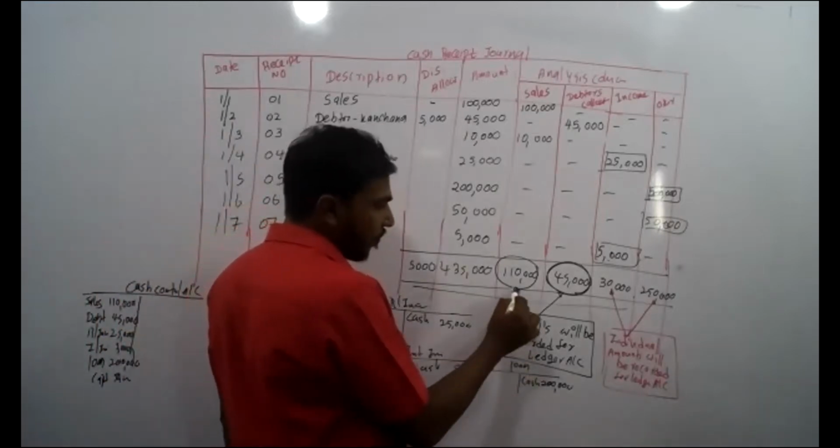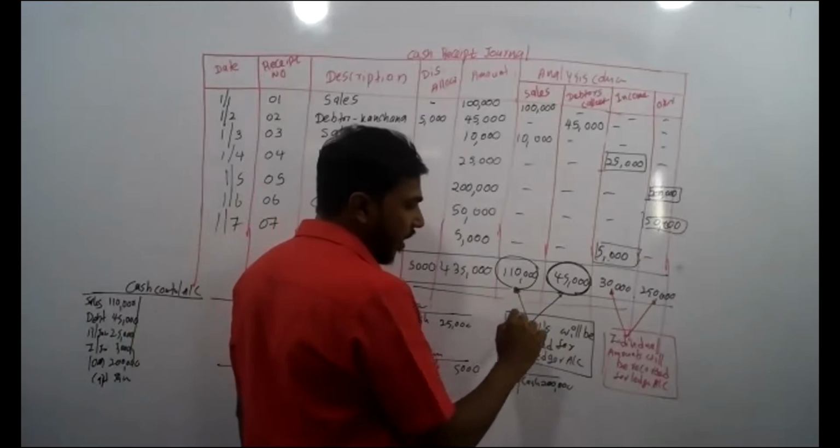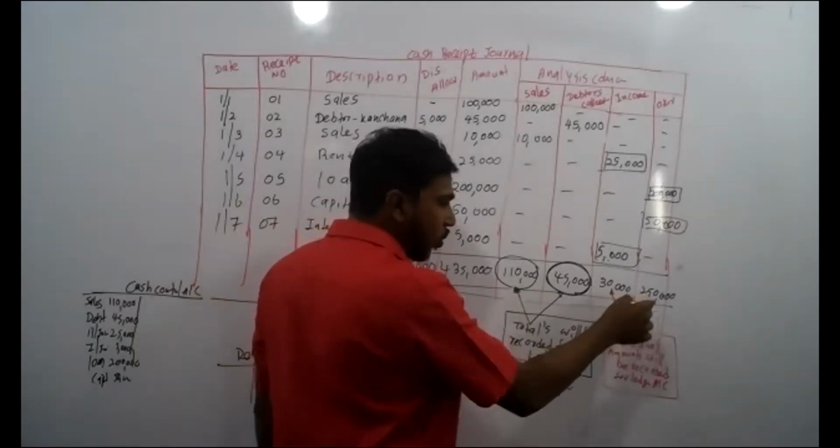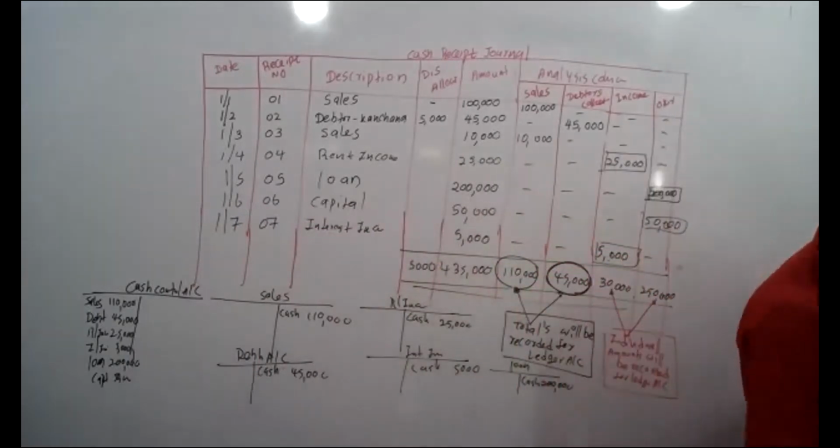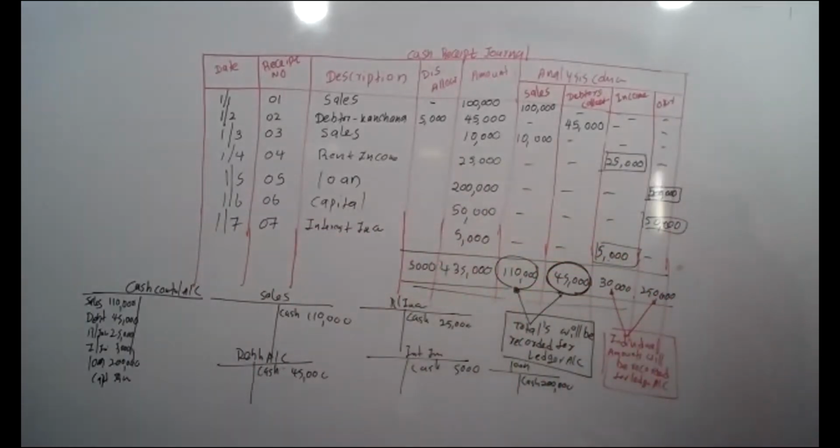Please note this down. These two totals will be recorded for the ledger account. These two individual amounts will be recorded for the ledger. Take it down soon.